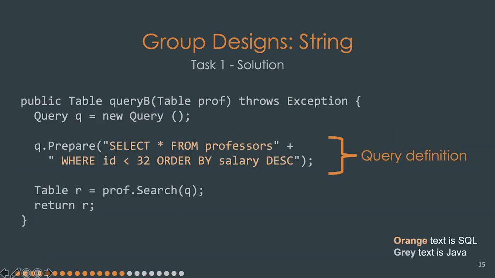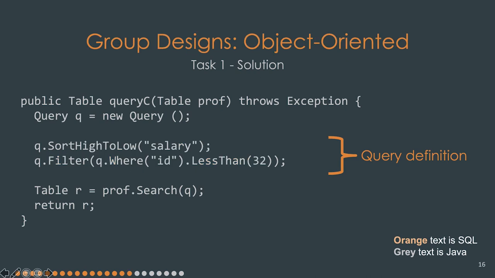When we look at those, here you can see you write some Java code and then you add the SQL query as highlighted here in a string. Then you have the object-oriented group, where the only strings are the field names, the names of the columns.